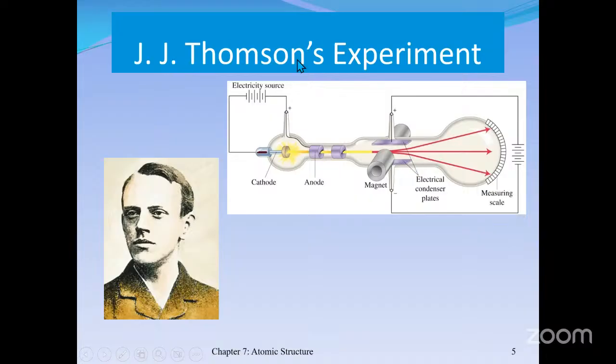So what J.J. Thomson was trying to do was to see how the stream of particles is deflected when you vary the magnetic field and also vary the electric field, right? And he has a scale here which basically measures the angle of deflection, all right? So that's basically the setup.